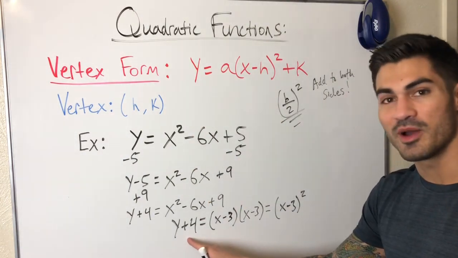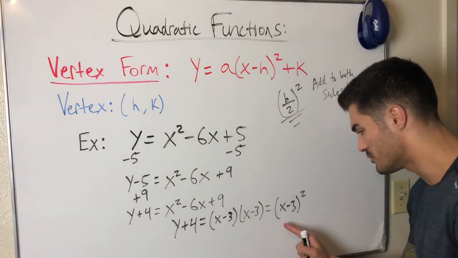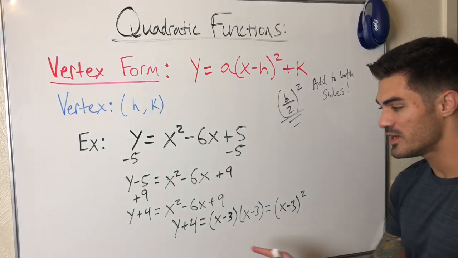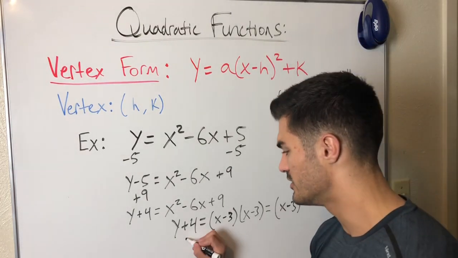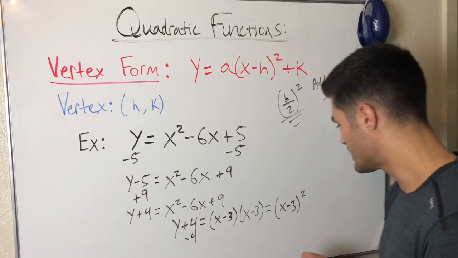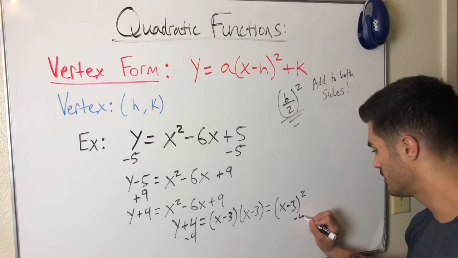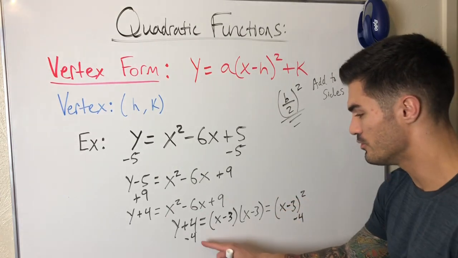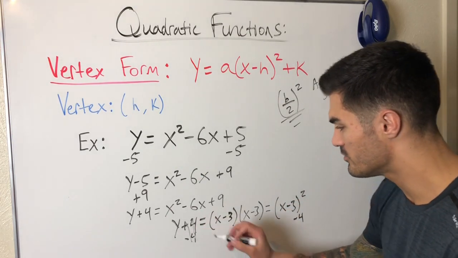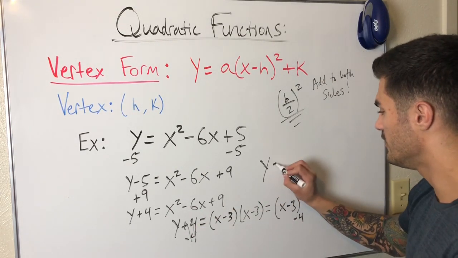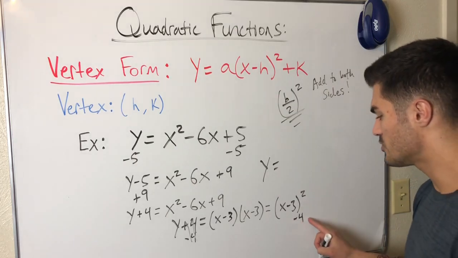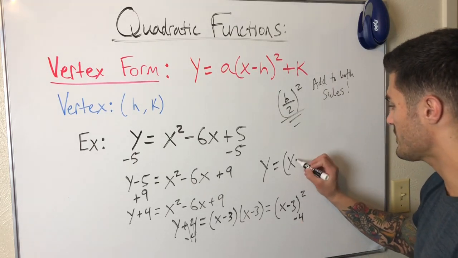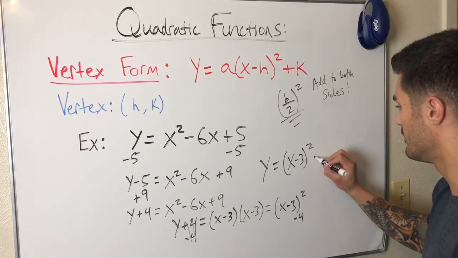So now I need to get the y by itself. I have y plus 4 equals x minus 3 squared. So what do I need to do? Subtract 4 from both sides. And that's what you'll almost always have to do at the end of this. So let me see, I'm gonna move my final solution up here since I have room. I got rid of the 4 there, now I'm just left with y. I have y equals x minus 3 squared minus 4.